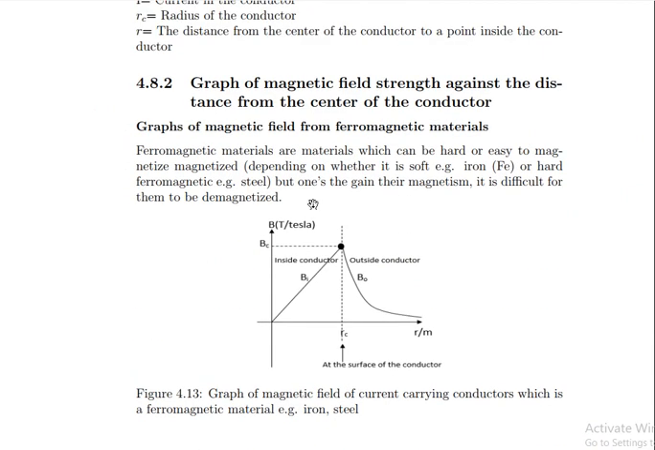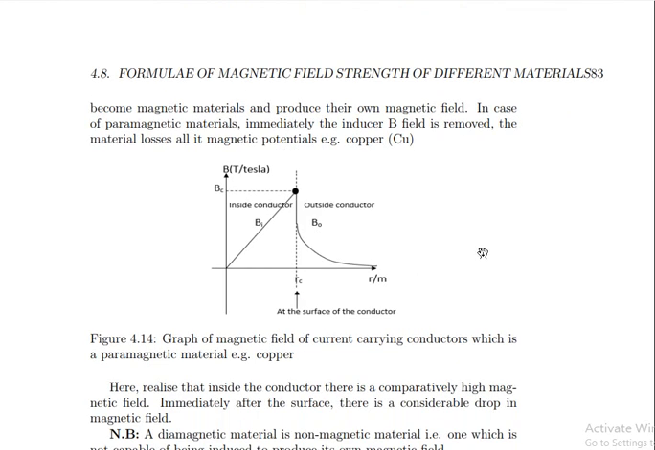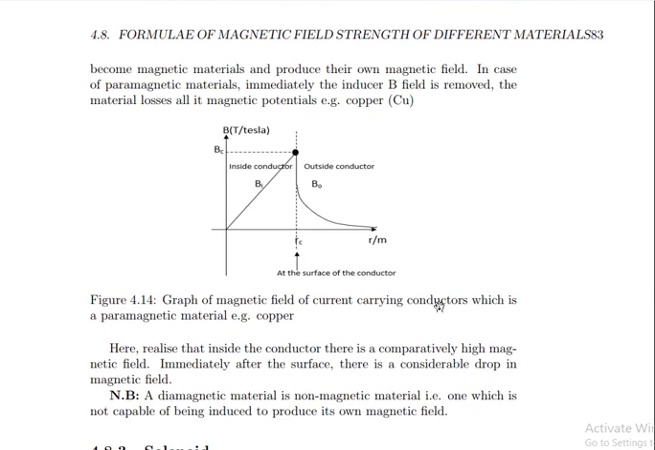And in the case of hard ferromagnetic material, they are hard to magnetize and hard to lose their magnetism once they are magnetized. An example is steel for hard ferromagnetic material, and for soft ferromagnetic material, an example is iron. For paramagnetic material, an example is copper.